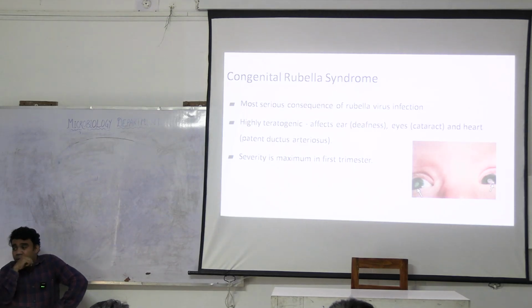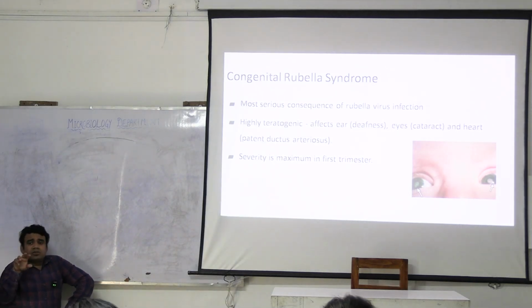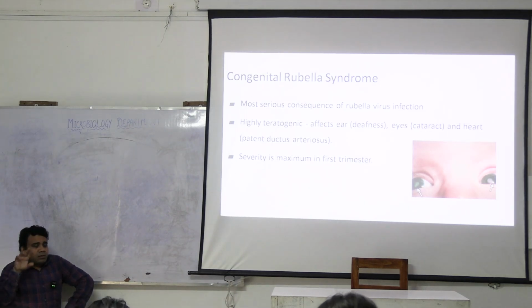Now, a very brief about congenital rubella syndrome. Actually, how the virus affects the child depends on in which stage of the pregnancy the mother acquires the infection. Suppose if the mother is affected very early in the gestation, there might be total dysgenesis of the fetus, and there might be even miscarriage and abortion.